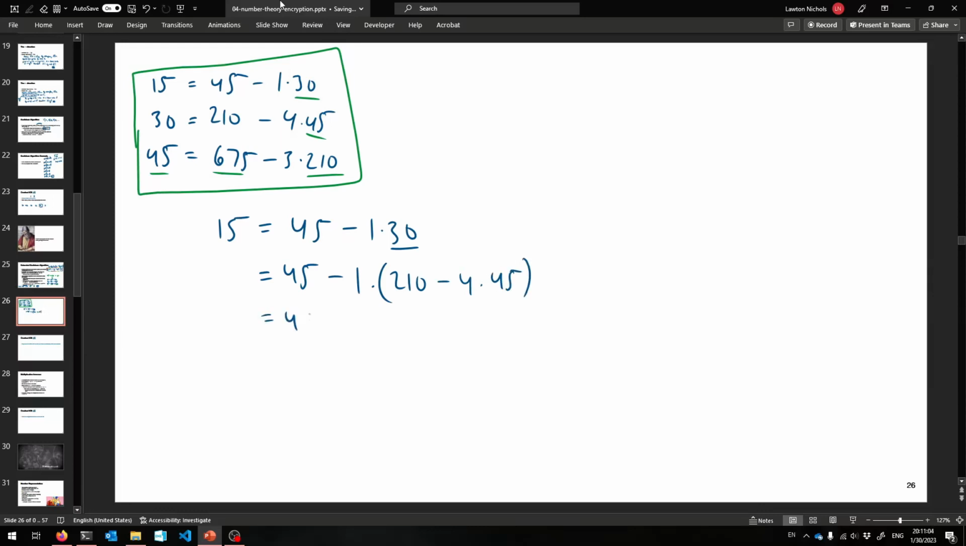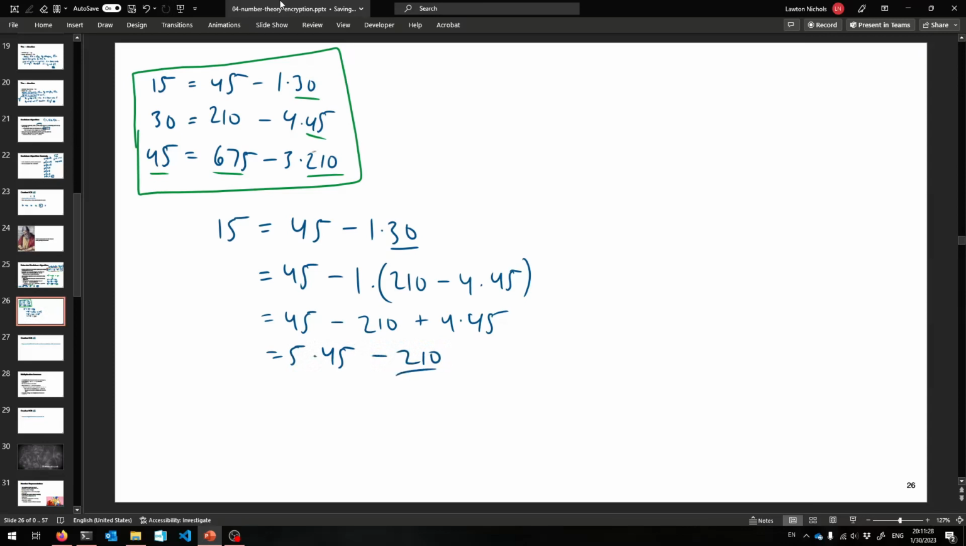And that's equal to 45 minus 210. And that's plus, right? Because it's a minus and a minus. Plus 4 times 45. Get all the 45s together. So that's equal to how many 45s? 1 and 4, so 5 total, 5 45s, minus a single 210. And now I can play this game again.